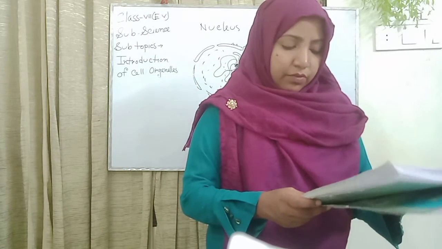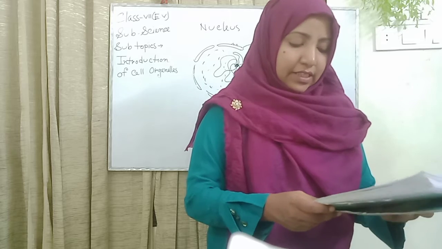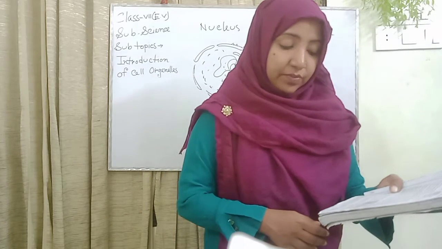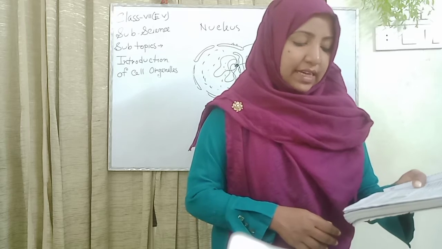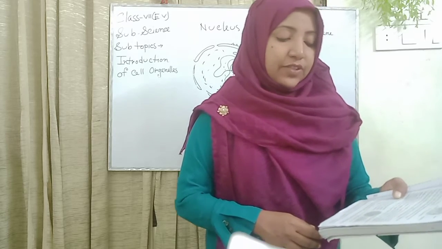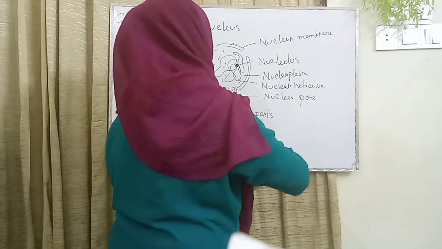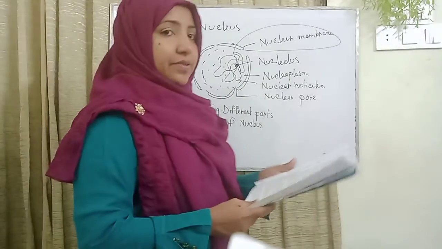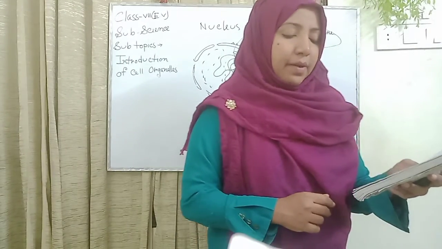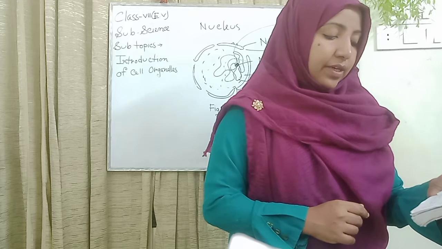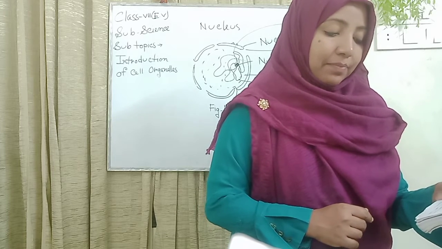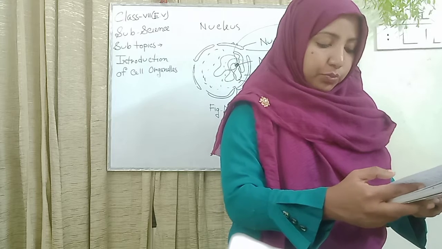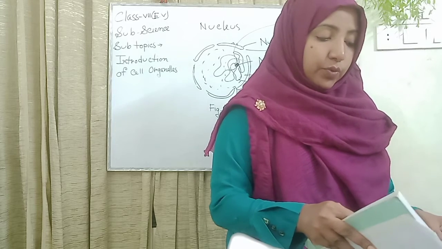The best time for examining nuclear parts is the interphase stage, just before cell division. The 4 parts of the nucleus are discussed below. The first structure is the nuclear membrane. Now I will draw the nuclear membrane. Please everyone see the books. The double layered membrane which surrounds the nucleus is the nuclear membrane. This membrane is extensively porous. These pores are called nuclear pores.